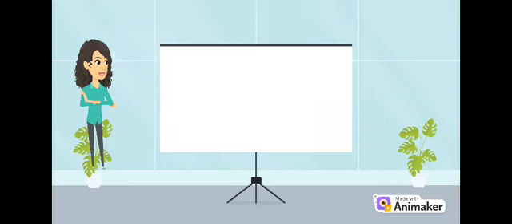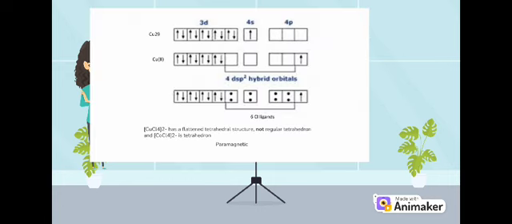Another example is [CuCl4]2-. In this complex, one electron from the 3d orbital will jump to the 4p orbital to make the 3d orbital vacant, which results in dsp2 hybridization. One unpaired electron makes the complex paramagnetic, although the structure of the complex is a flattened tetrahedron, not square planar. That could not be explained by this VBT.